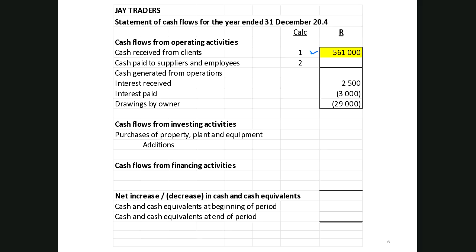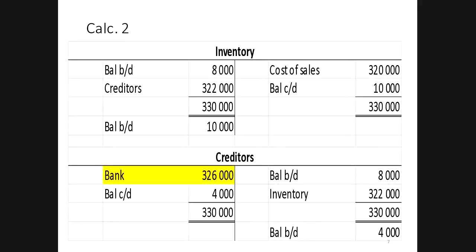Okay, Refilwe, that's fine. Okay, so now we've got to work out cash paid to suppliers and employees. Now in this one, the reason we're doing inventory and creditors is because the information they've given us the opening and closing balance for inventory and the opening and closing balance from creditors. They've also told us what cost of sales is. So in the question, this number is given to you. But we don't know this number, and we need that in order to be able to calculate how much we paid to our suppliers. So we use the inventory account to calculate that number.